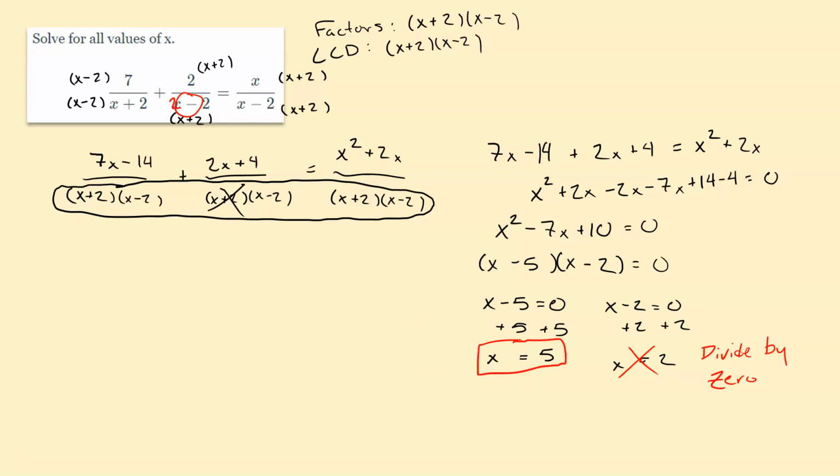So that's one thing to add in your notes. That's something that didn't come up on the last problem, but on this one we did have a case where we got x equals some value that it actually cannot equal because we would be dividing by 0. So x equals 5 is our only answer for this one. So make sure you have that in your notes as well.